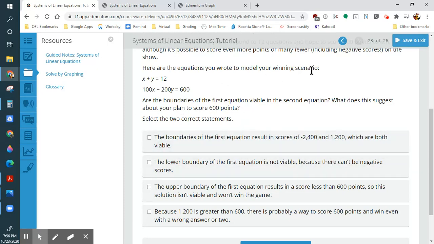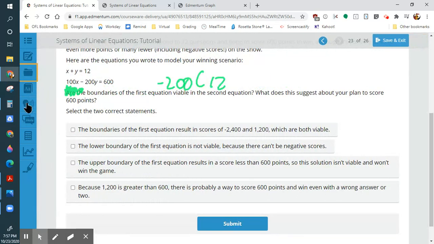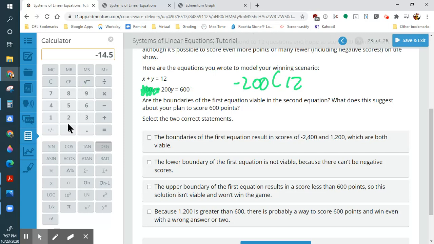The boundaries. Oh, so we're going to see what it means by boundaries in this case. It's talking about what happens at our biggest possibility and our least possibility. So let's say she gets all of her questions wrong. All of them wrong. We're going to do negative 200 times 12. For our boundaries, we're going to do the maximum of each number. So negative 200 times 12.